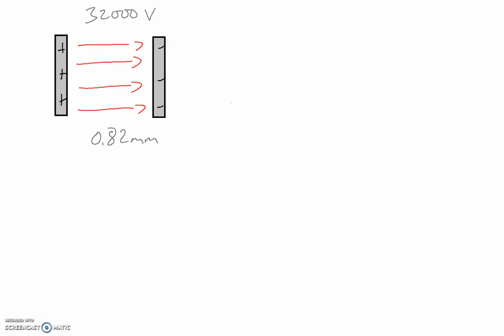Okay, so here we've got a set of parallel plates that are 0.82 millimeters apart with 32,000 volts across them. And we're going to sort of connect to what we were talking about in the last video. This quantity right here, the voltage, this is what's called electric potential. So our electric potential, our V, is 32,000 volts. And that's basically it. There's not much else you can do with this except find the electric field.